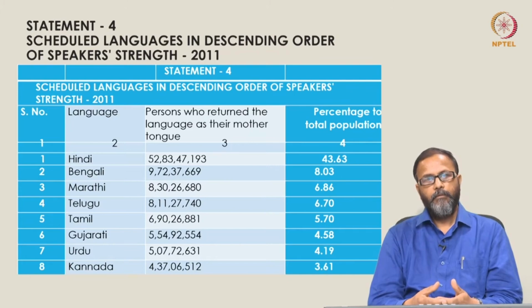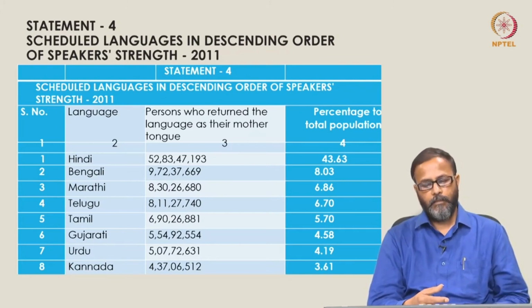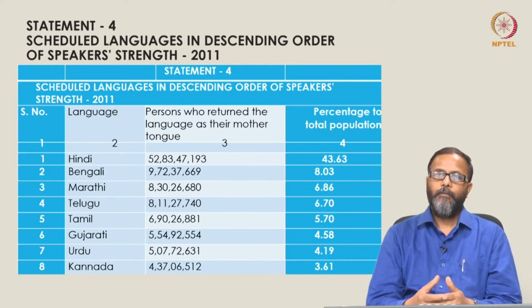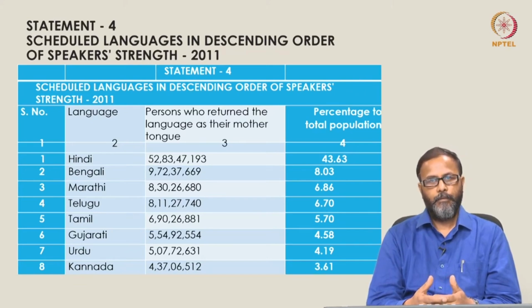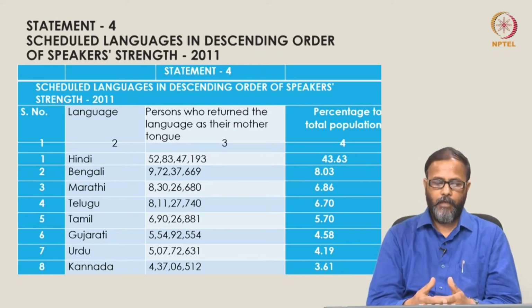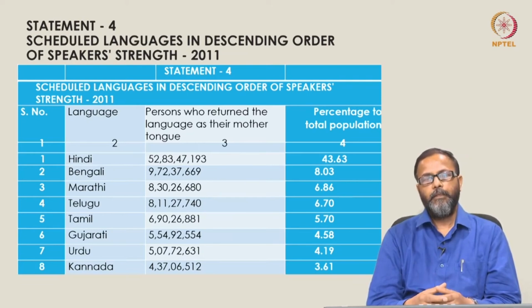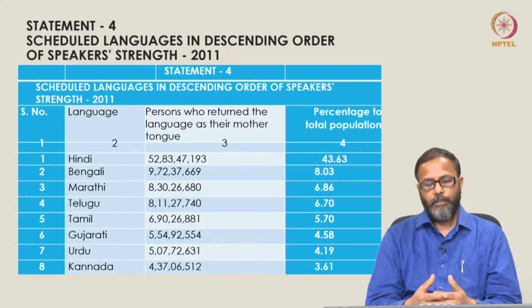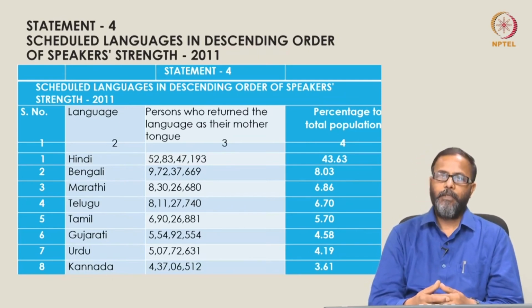Then we have Gujarati, which is 5 crore 54 lakh 92,554, and they account for 4.58% of the total population. Then we have Urdu speakers, which are 5 crore 7 lakh 72,631, and they account for 4.19% of the total population. Then we have Kannada speakers. The total number of Kannada speakers is 4 crore 37 lakh 6,512, and they account for 3.61% of the total population.